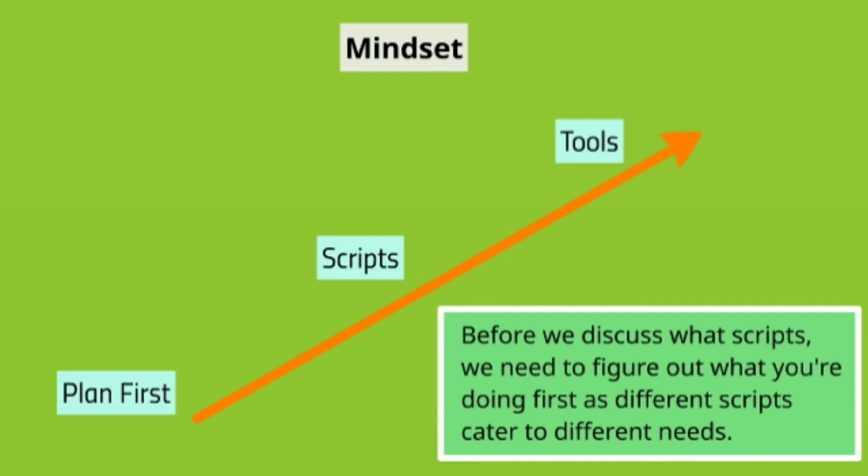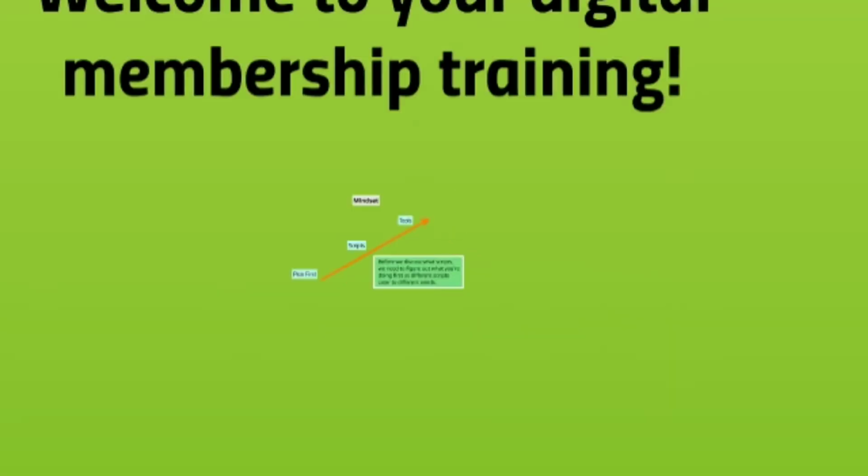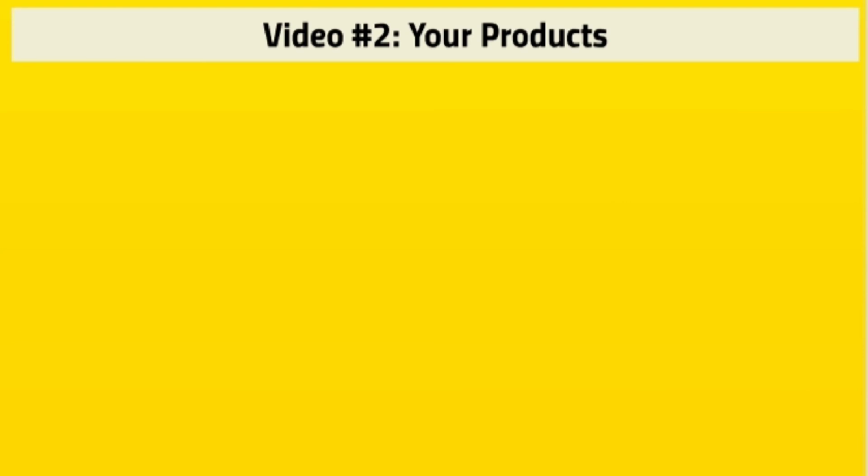But for now, I just want you to think about: what are you selling? What is your price point? And essentially, what is the value that you're going to give to your customers? If you can think there first, everything else should fall in place. All right. So let's move on to video number 2 and talk about your products.